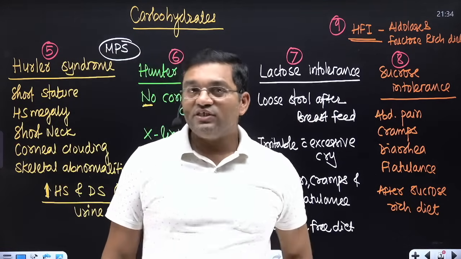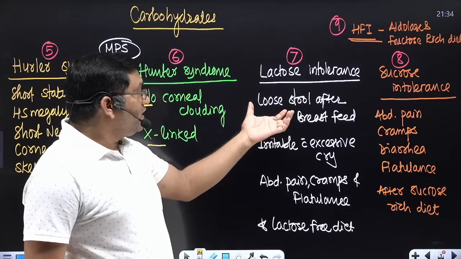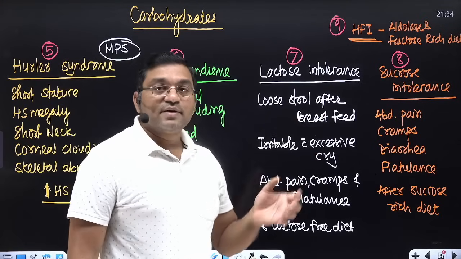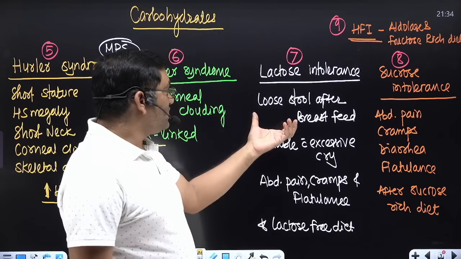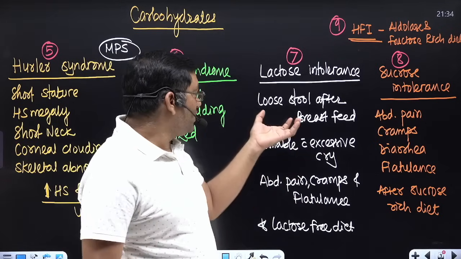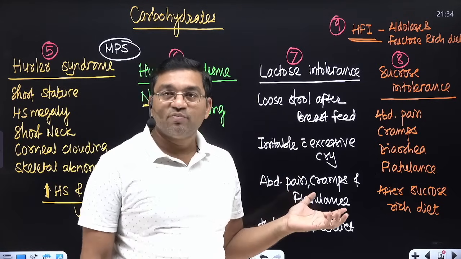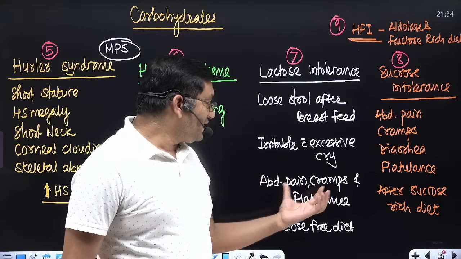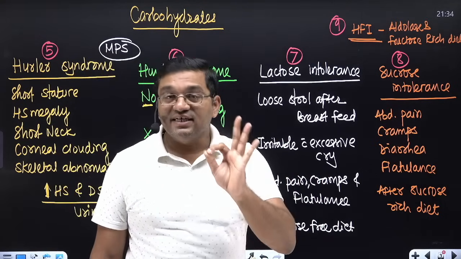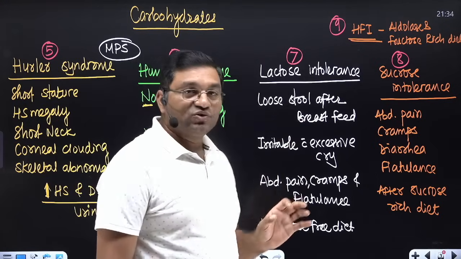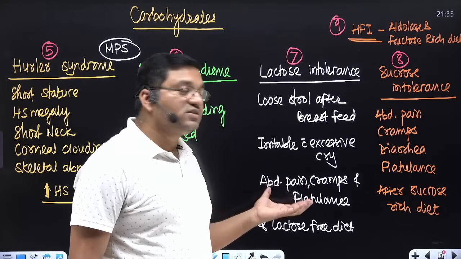These are the three intolerances related to carbohydrate metabolism. Okay. When there are symptoms like loose stool after a breastfeed, which contains lactose, it causes symptoms in the form of loose stool, excessive cry, irritable child, abdominal pain, cramps, and flatulence because of deficiency of the enzyme lactase. Which enzyme is deficient? Lactase.